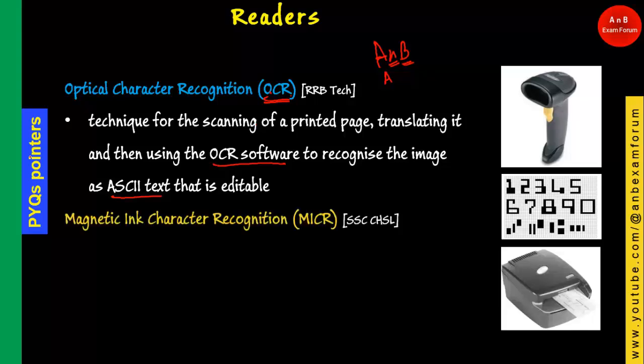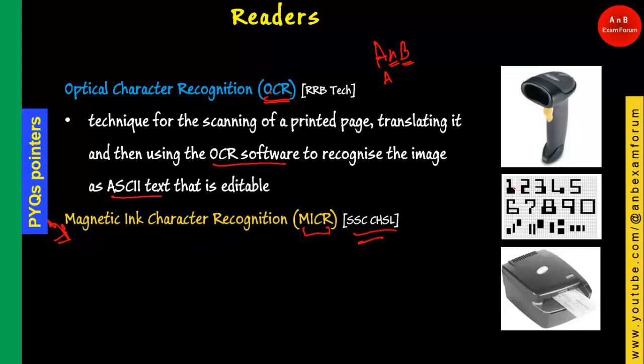The next one, a very important one, is we have seen in the CHSL. The first one is the full form. The full form is magnetic ink character reader or recognition. So just remember, magnetic ink character recognition is the full form of MICR.